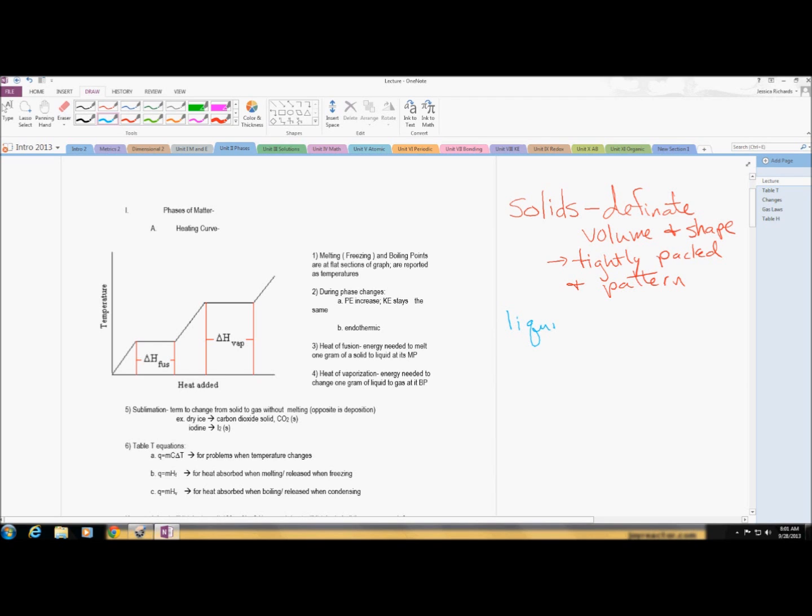Liquids are going to have what we call a definite volume. So their volume doesn't change. You can move them from one container to the other and they're the same volume, but they have an indefinite shape. So their shape changes depending upon the container that you put them in. If you have water in a glass, it takes the shape of the glass. If you pour that water onto the ground, it's going to take the shape of a puddle. It's going to spread itself out. The particles in a liquid are close together, but they are arranged randomly.